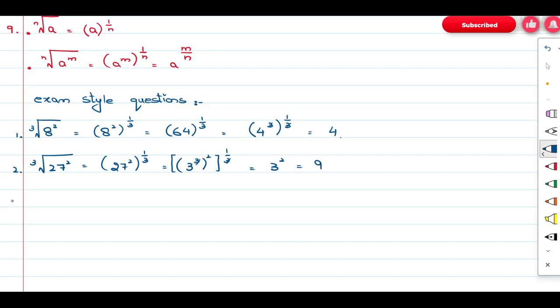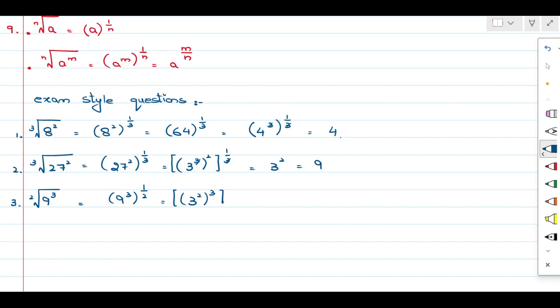Okay, so the third one, if I have 9, its square root and its power is cube. Okay, so 9 cubed and its whole power is 1 by 2. We can say 3 squared is 9, and its whole cubed and its whole power is 1 over 2. So this 2 power and 2 is cancelled. 3 cubed is left, which is equal to 27, right?